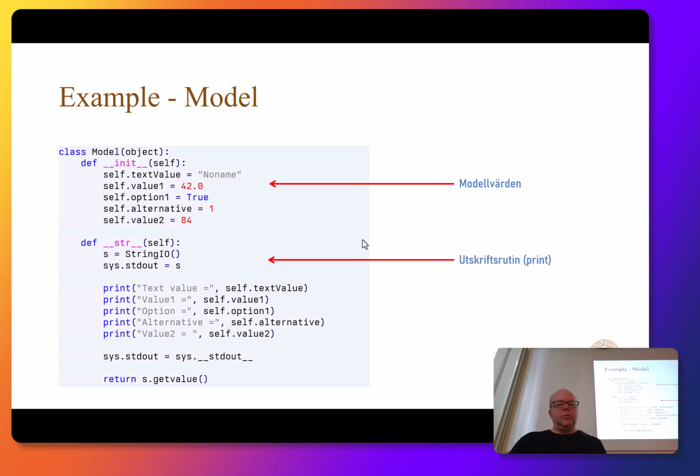So I will do a simple example here. I have my model here. It has several options here. I have a text value, an option, an alternative value 2. And I can print it out here to screen. So this is my very simple model.